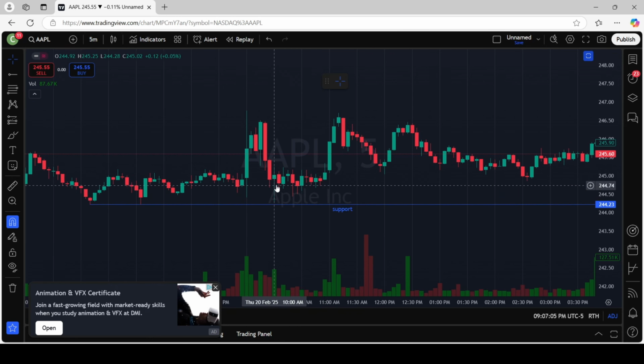It consolidated. That means it just traded sideways. The Bulls and Bears are fighting. And then it broke out. The Bulls won that war right there. They won that battle. Okay? So we always want to wait for confirmation. You guys can write that down too. We always want to wait for confirmation before we enter on the trade.